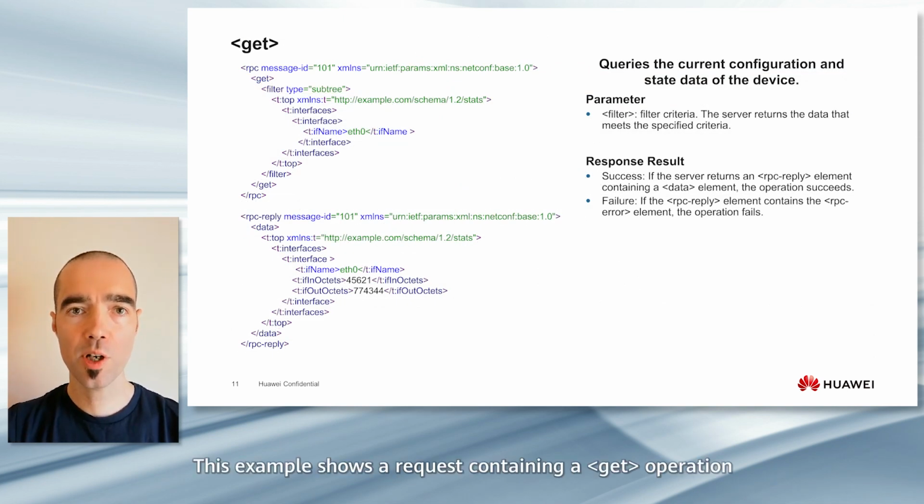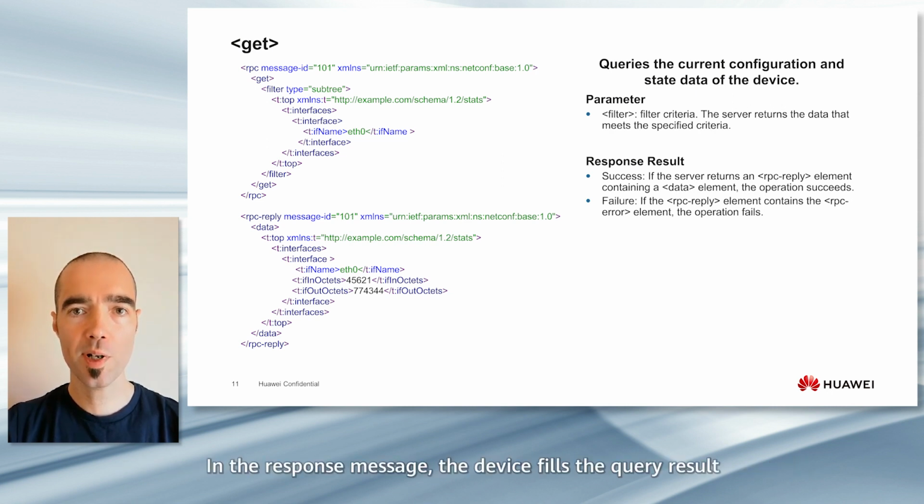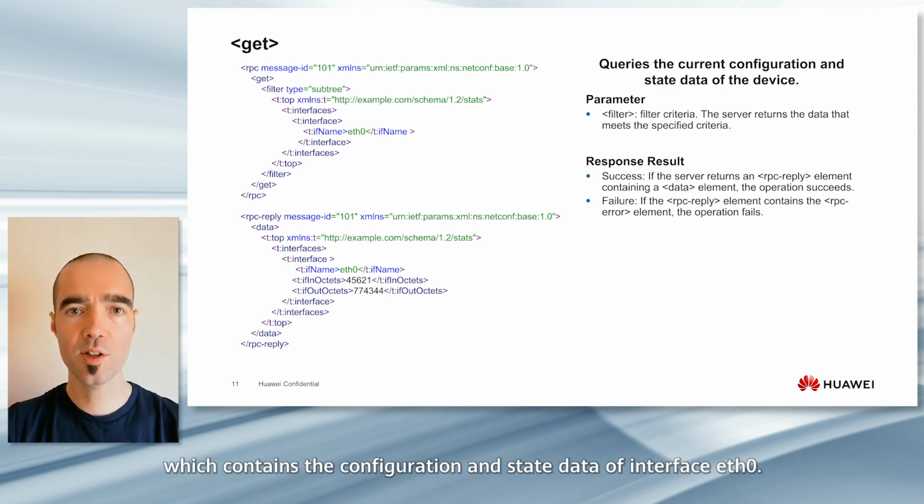This example shows a request containing a get operation and the corresponding response. The request contains a filter criterion which is defined to query the configuration and state data of interface ETH0. In the response message, the device fills the query result that meets the filtering conditions in the data node, which contains the configuration and state data of interface ETH0.